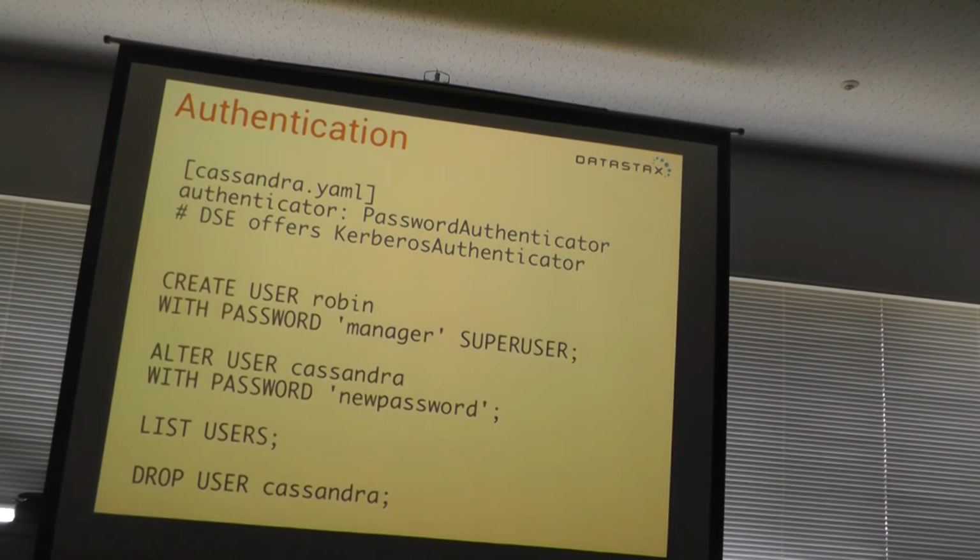Once you've enabled this, you can create users, you can set their passwords, and so forth. Now, it's important to note that the default super user in the authenticator is username Cassandra, password Cassandra. This allows you to bootstrap your authentication, but what you should do is create a new super user and either alter the password of the old one, or drop it. That will let your cluster be secure rather than having the default super user still present.